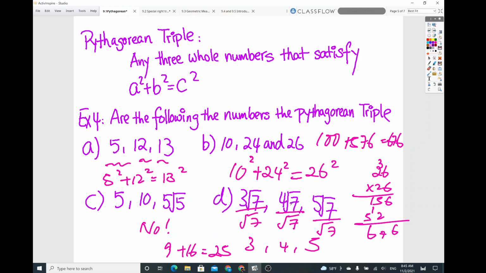So this one is a little bit tricky. If all three numbers share a greatest common factor, like root 7, once we divide it out we end up with 3, 4, 5. Then using the Pythagorean theorem, it satisfies that a squared plus b squared equals c squared. Therefore, all three numbers are considered a Pythagorean triple.